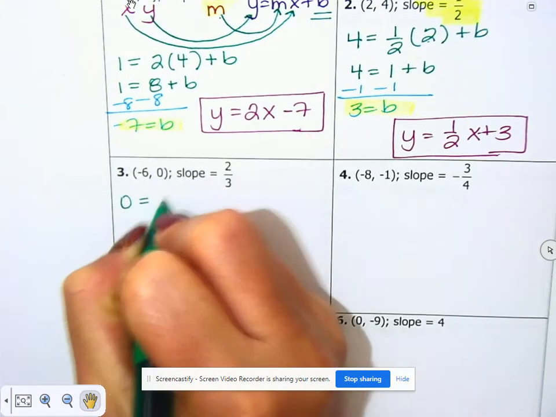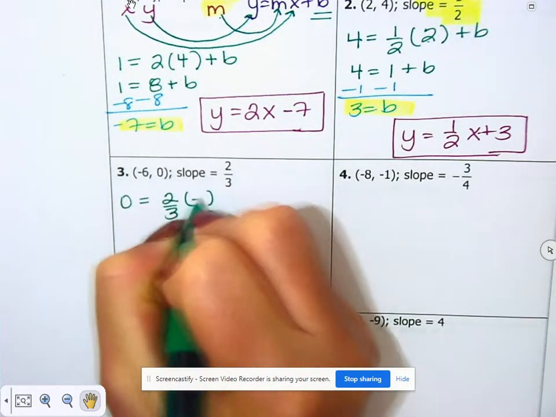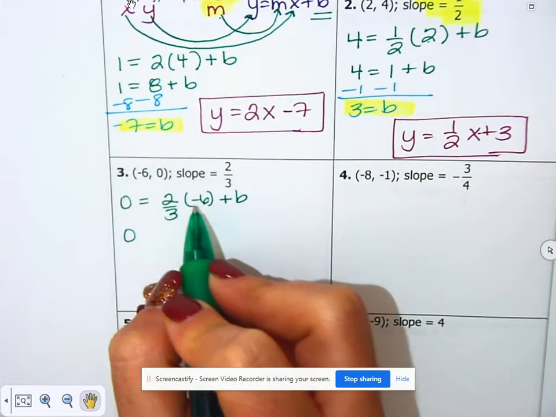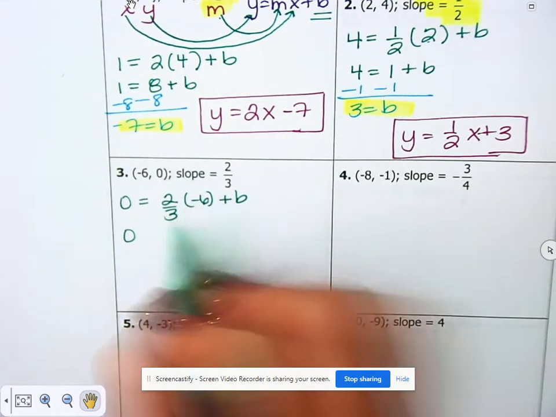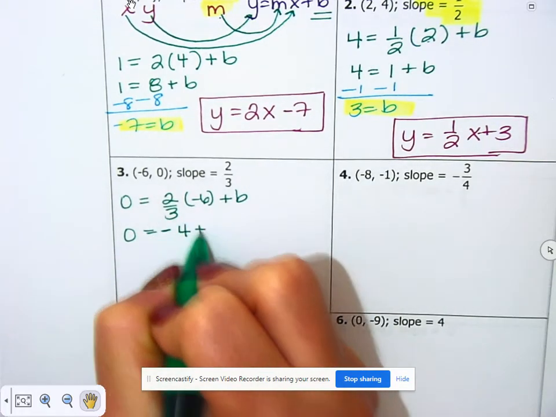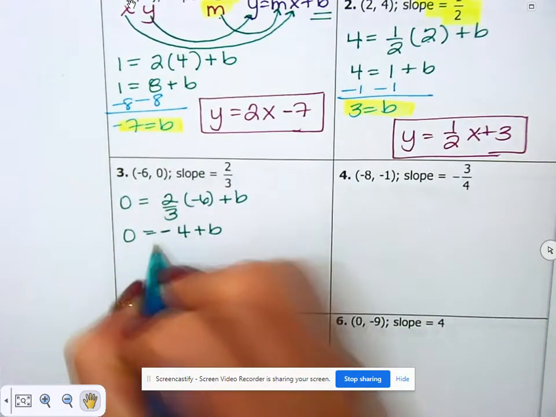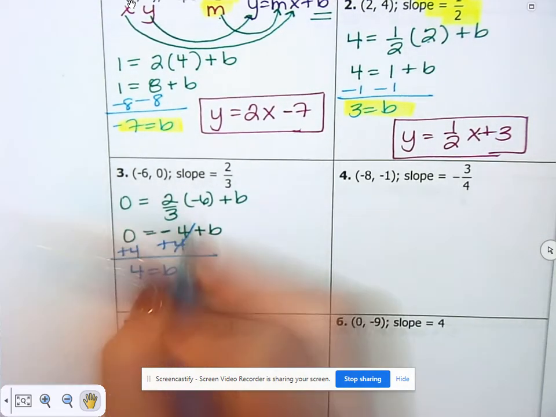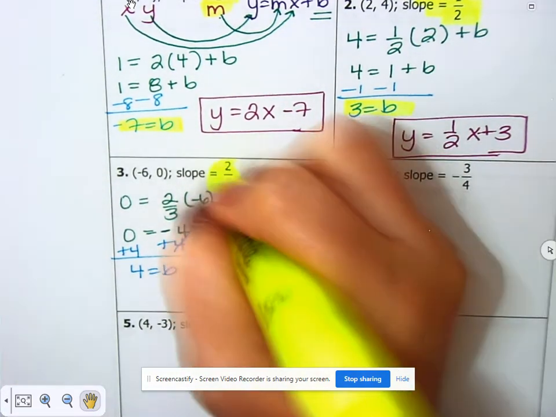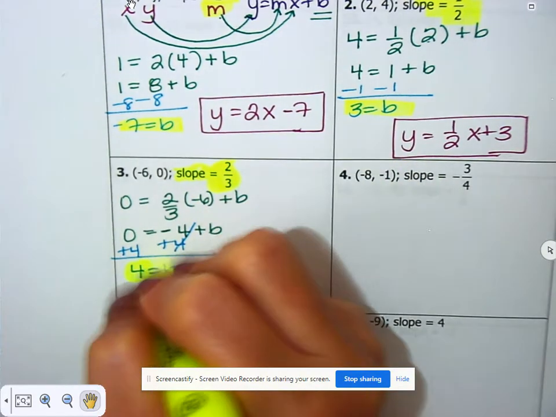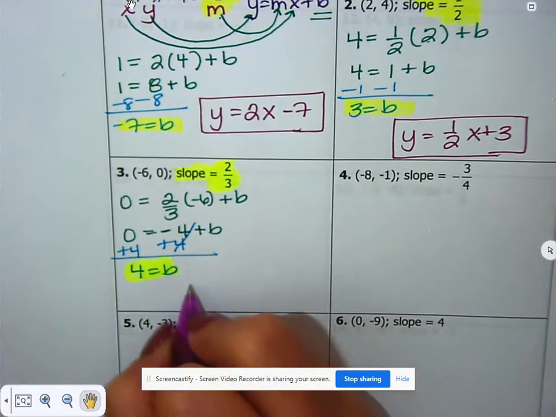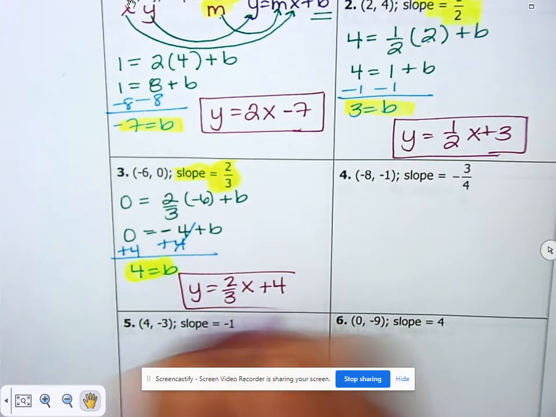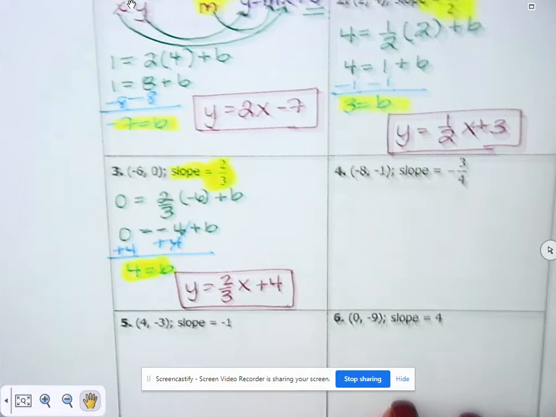All right, so here we go. Y is 0, m is 2/3, x is -6 plus b. Okay, so if you're simplifying this, 2 times -6 is -12, and -12 divided by 3 is -4. So I'm going to add my 4, and 4 equals b. Again, here's my m, here's my b. Let's write our equation. Y equals 2/3 x plus 4.